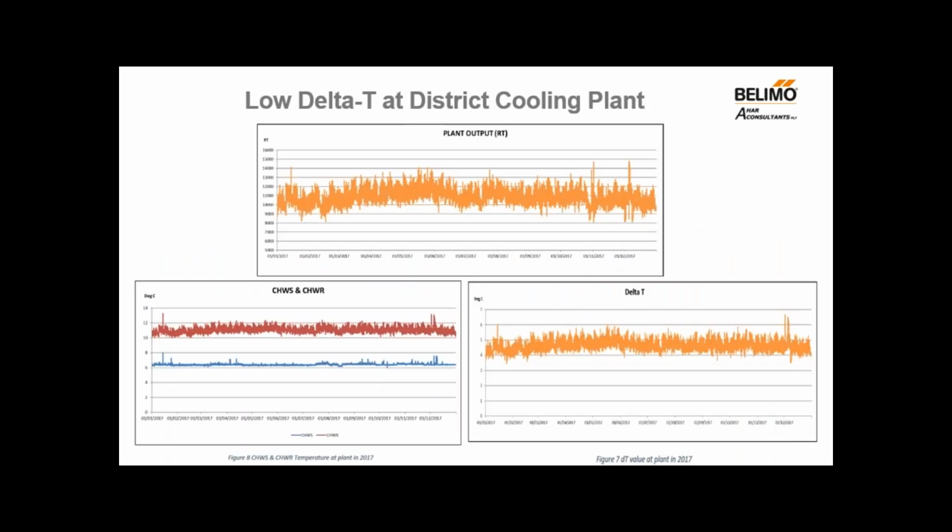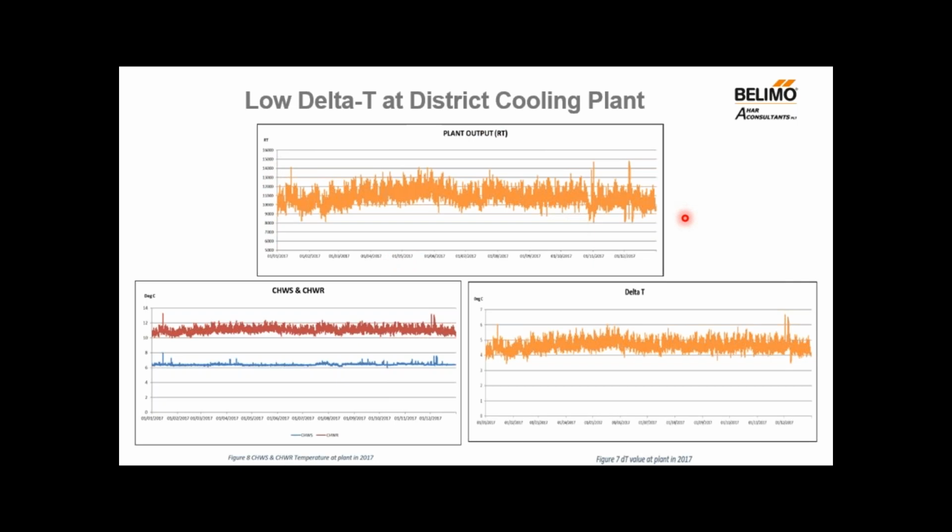This is an example of a district cooling plant operation in Malaysia. The data here shows the plant output, supply and returning chill water temperature. This district cooling plant is seeing an aggregate chill water temperature from all the various buildings within the complex. This plant was designed for a delta T of 7 degrees C. Obviously, the plant output varies between day and night.